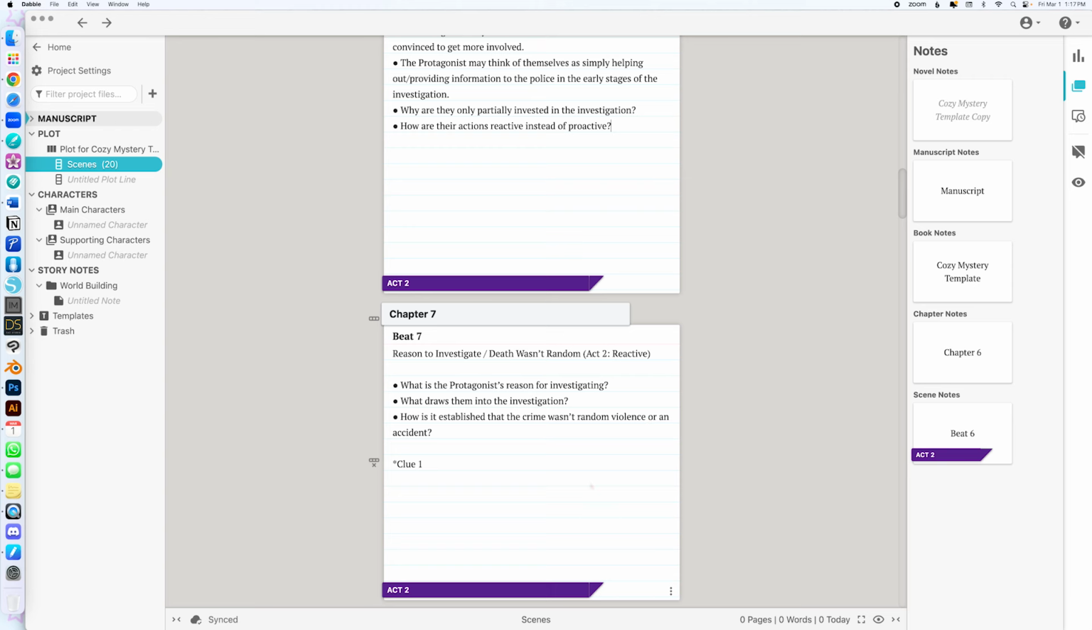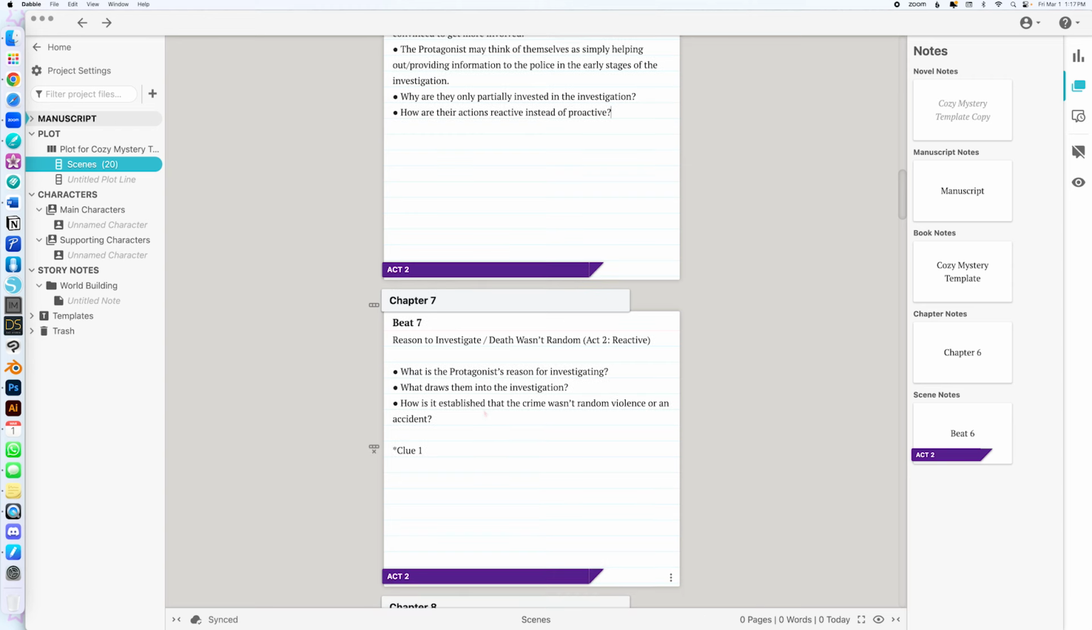Now, chapter or beat 7. So now we get into the reason to investigate, or why the death wasn't random. So we're still in a reactive phase of Act 2, but we have reasons now. What is the protagonist's reason for investigating? Did they find something else that relates to the murder? Did someone tell them something they shouldn't have? Did they overhear something else? What draws them into the investigation? And how is it established that the crime wasn't random violence or an accident?